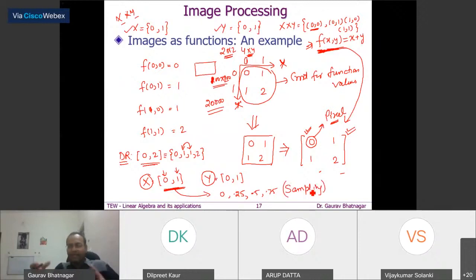So you can take this x as the continuous, y as the continuous interval on the whole domain, whatever domain you want to take. And then using some criteria, you can pick up the different values. And this actually comes under the category of sampling theory, where you have to satisfy the Nyquist rate for better sampling of the points. So I have done this, sir, in signal processing.